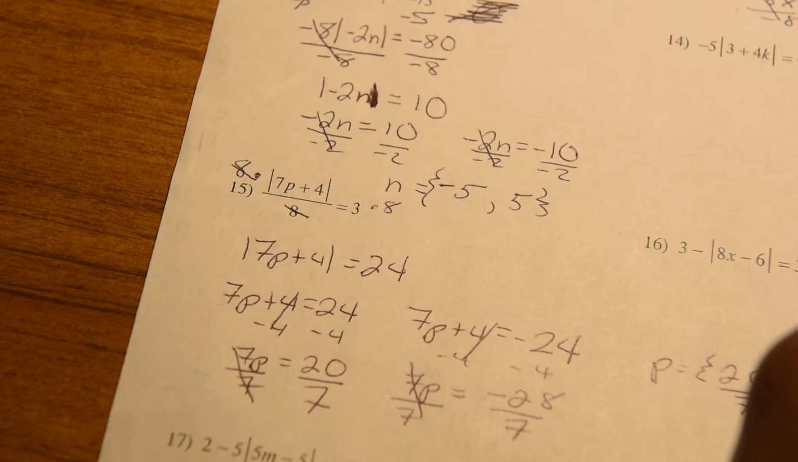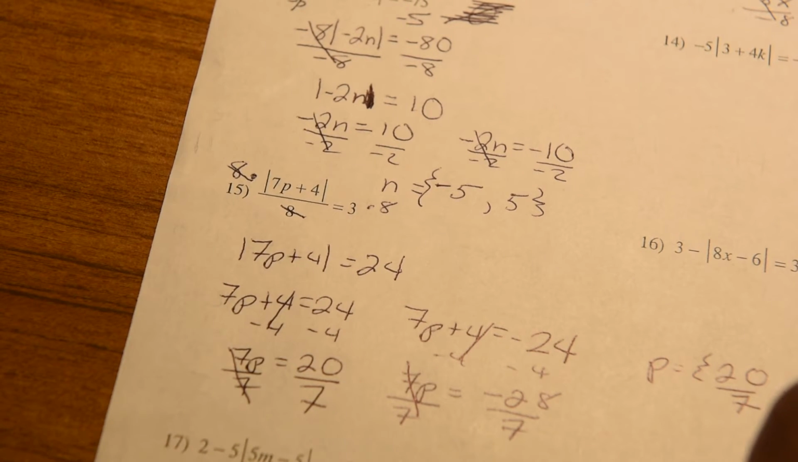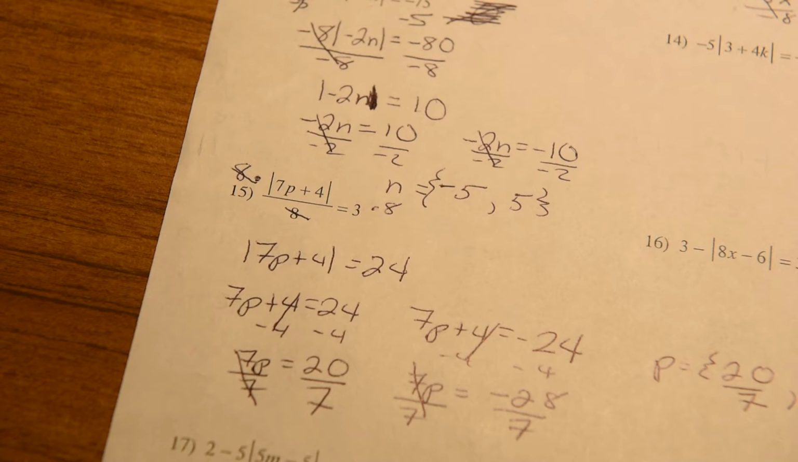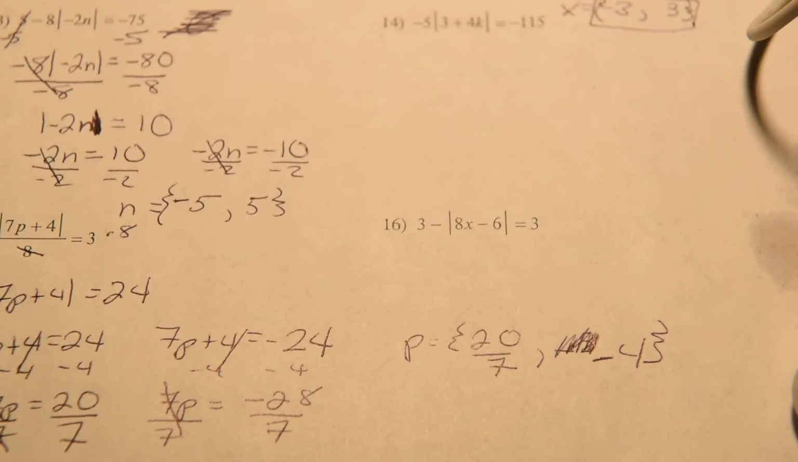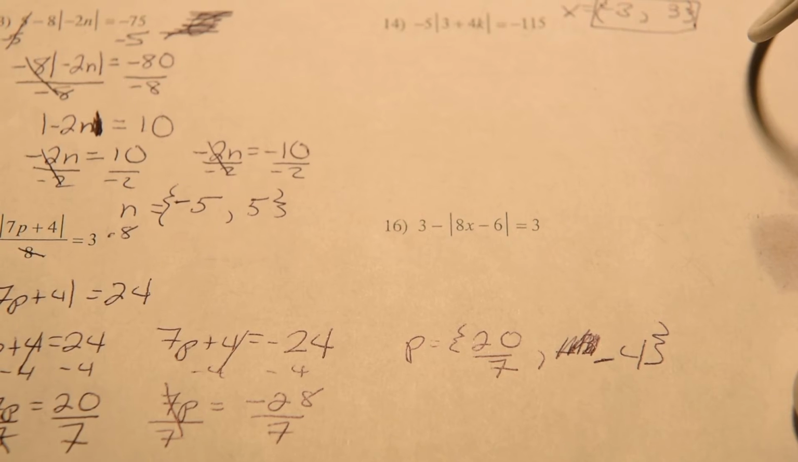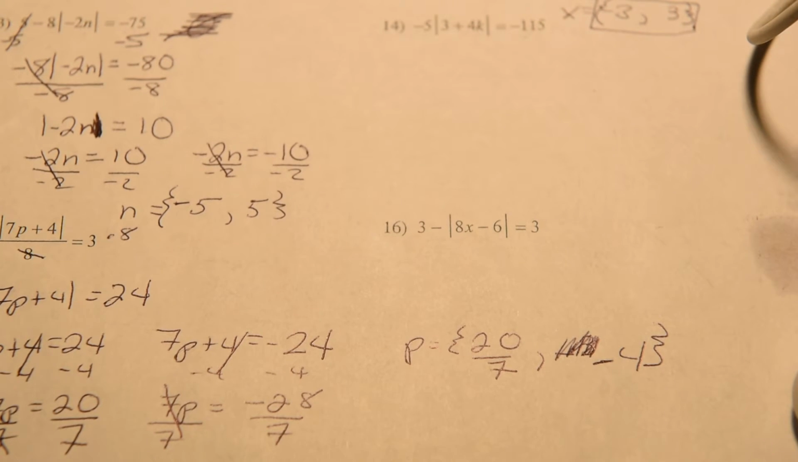No! Oops, sorry. Negative 4. There we go. So p is equal to 20 over 7, and p is equal to negative 4. So our solution set is 20 over 7 and negative 4. Everybody got that?